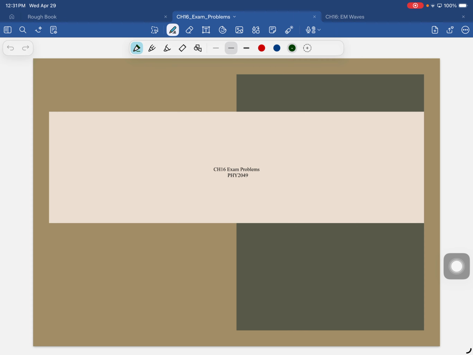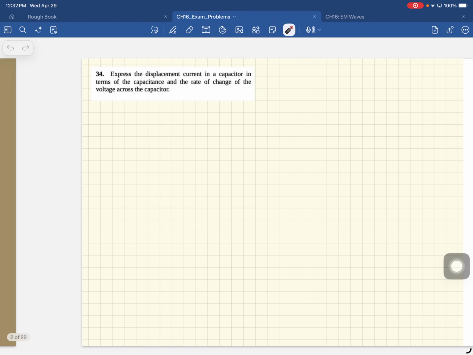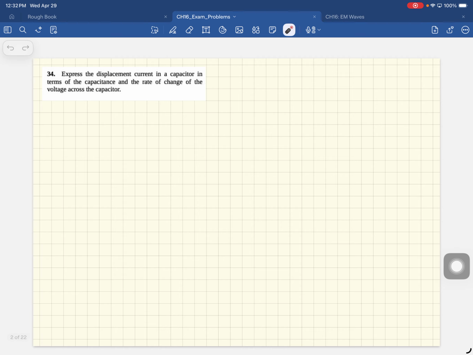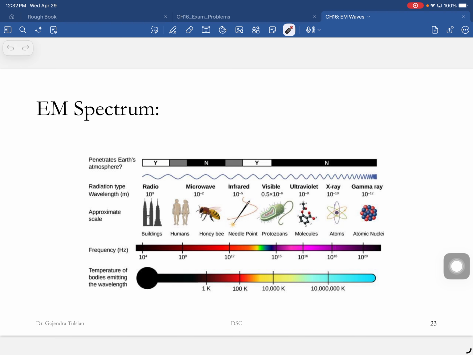All right, so we are doing problems from chapter 16. Okay, so this problem says express the displacement current in a capacitor in terms of the capacitance and rate of change of the voltage across the capacitor. Okay, so let me remind you what the displacement current is.